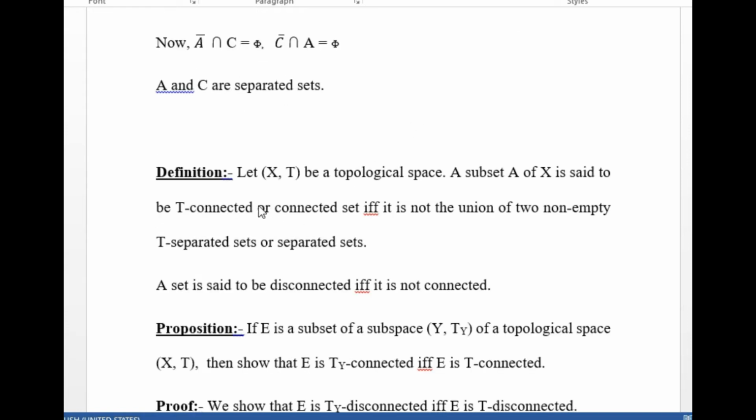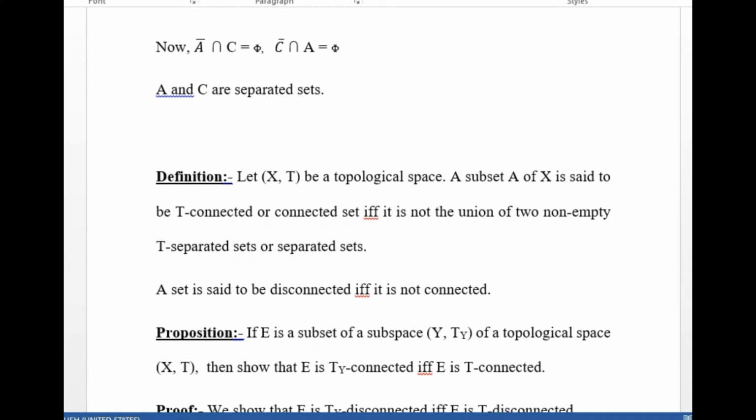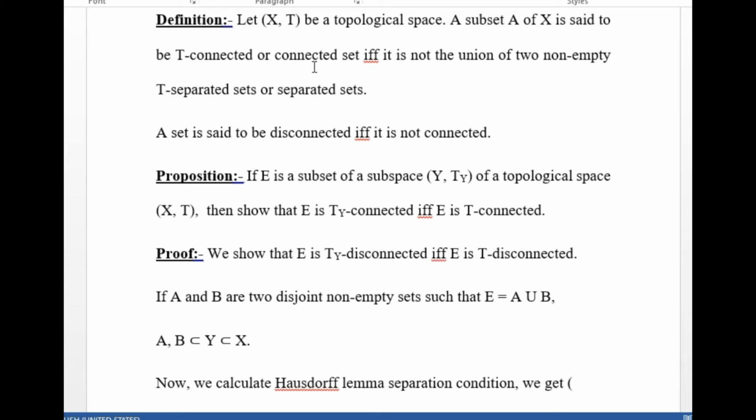Okay. Now we define connected set. What is a connected set? Let (X, T) be a topological space. A subset A of X is said to be T connected or a connected set if and only if it is not the union of two non-empty T separated sets. Means a set is disconnected if we can write the set as the union of two non-empty T separated sets. And we say that a set is said to be disconnected if and only if it is not connected.